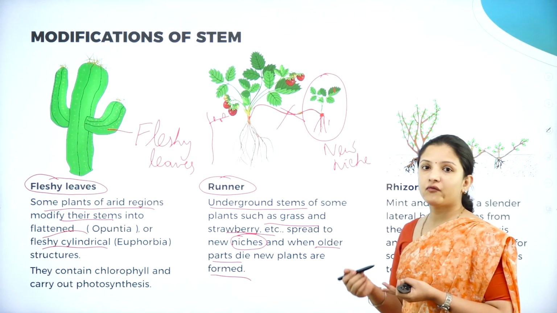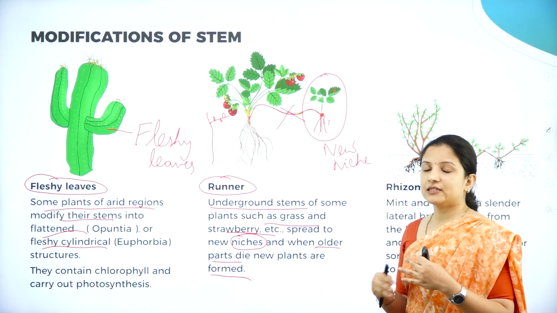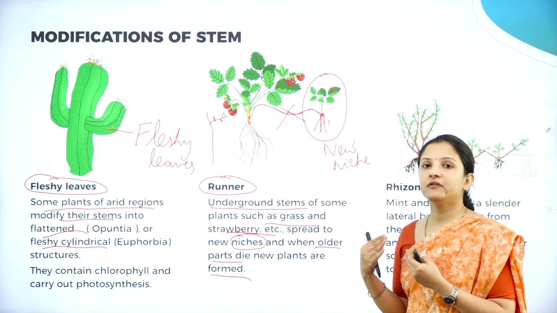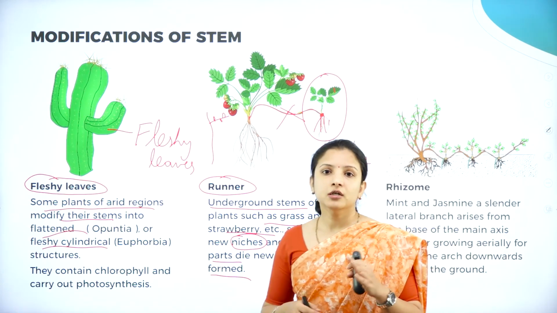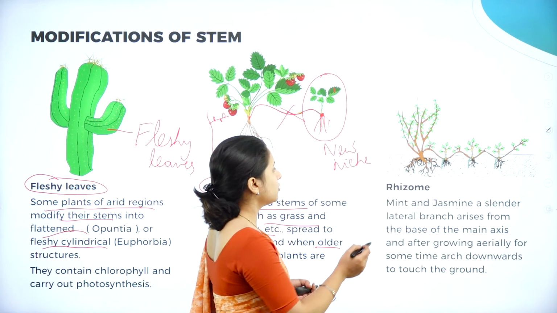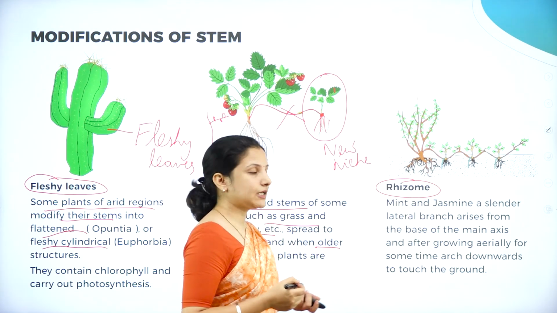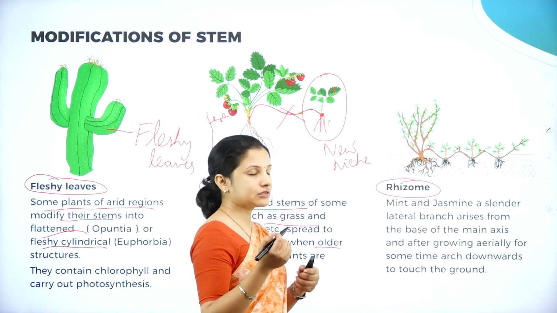So this is a kind of vegetative propagation. So what it means is that in some of the plants, the stem gets modified in order to facilitate or help in vegetative propagation of the particular plant. So this is about runner. So similarly, we have one more, that is rhizomes. Rhizomes are usually seen in mint and jasmine, and here what happens is there will be a slender branch.